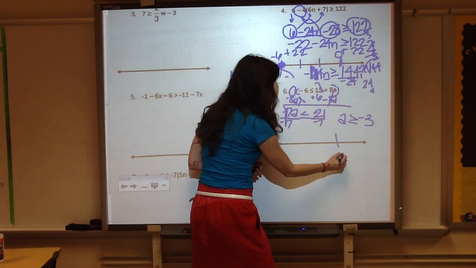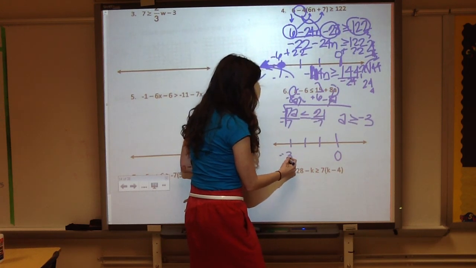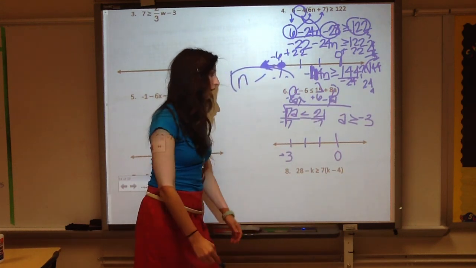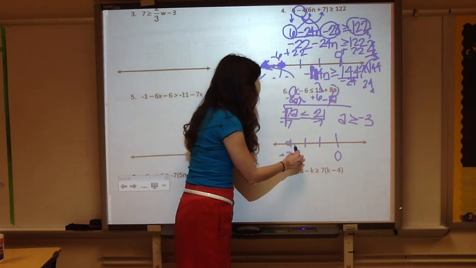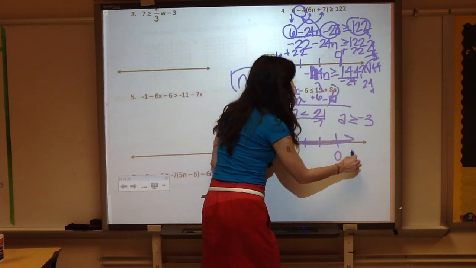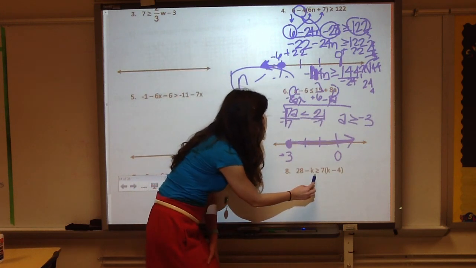So here we go. 0, 1, 2, 3. This is a negative 3. It says a is greater than, bigger than, or equal to. We are coloring in our circle. Bigger than or equal to negative 3. Okay? Number 8.